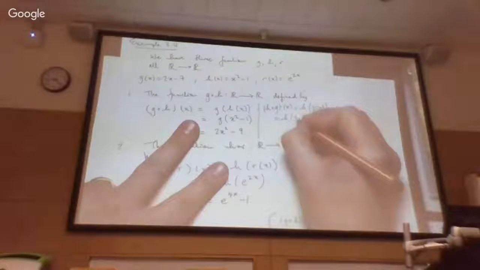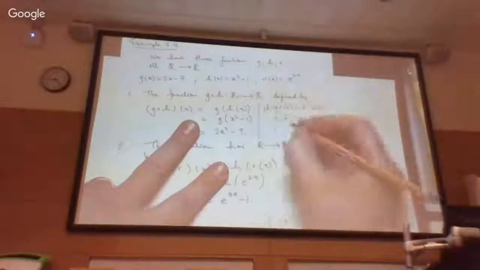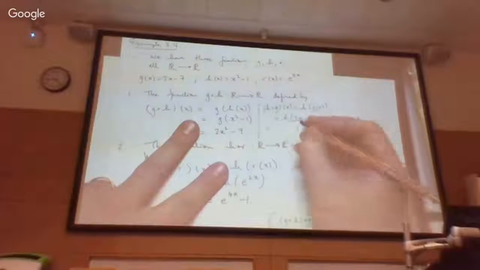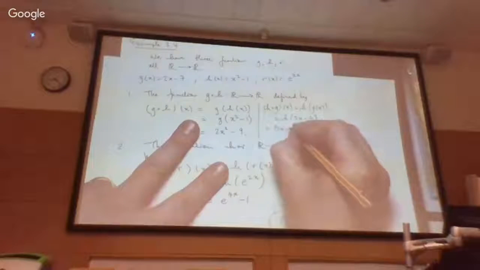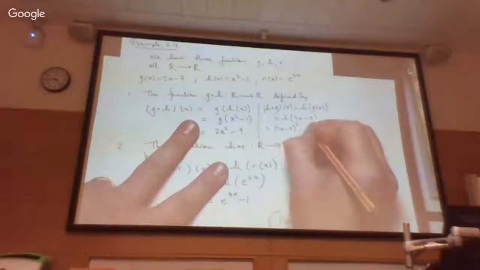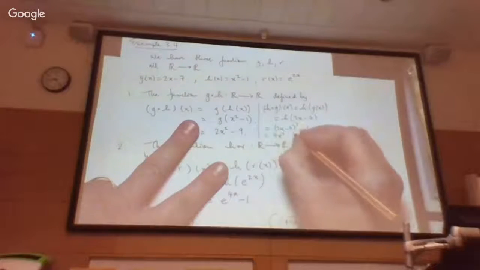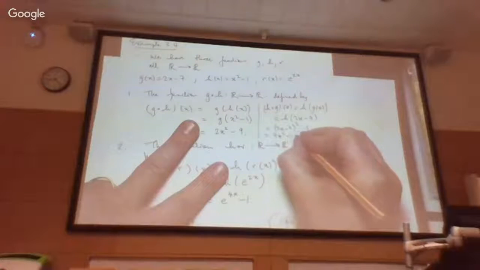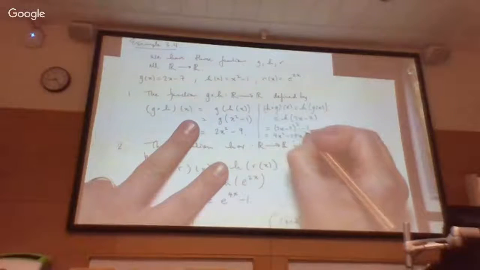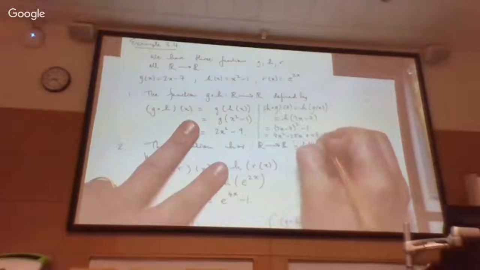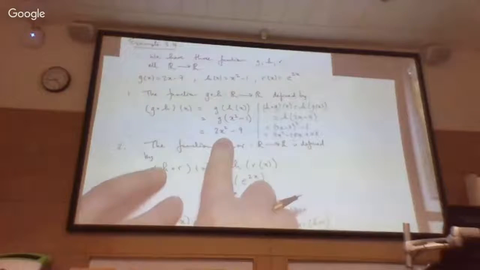This is H of 2x minus 7. And H, you square it and subtract 1. So we got 2x minus 7 all squared minus 1, which is 4x squared minus 28x plus 48. Okay, that is certainly different from 2x squared minus 9.